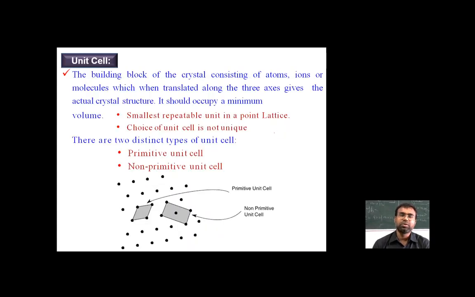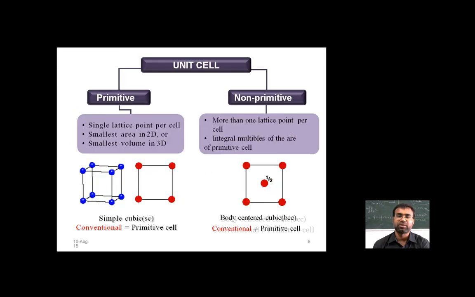So what is the unit cell? The building block of a crystal consisting of atoms, ions or molecules, which when translated along the three axes give the actual crystal structure. It should occupy a minimum volume, the smallest repeatable unit in a point lattice, and the choice of the unit cell is not unique. So there are two distinct types of unit cell, primitive and non-primitive. As you can see, the primitive is related to the point location, non-primitive is not on the point location.